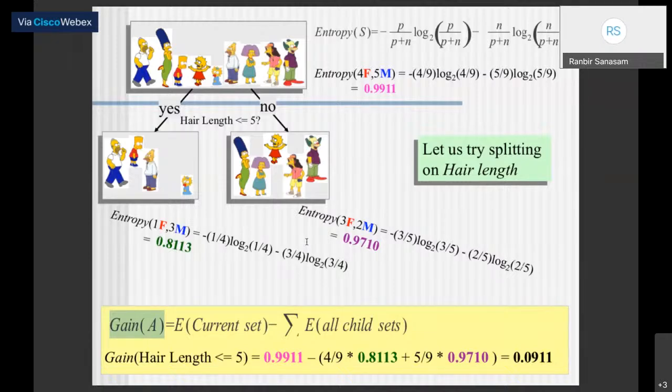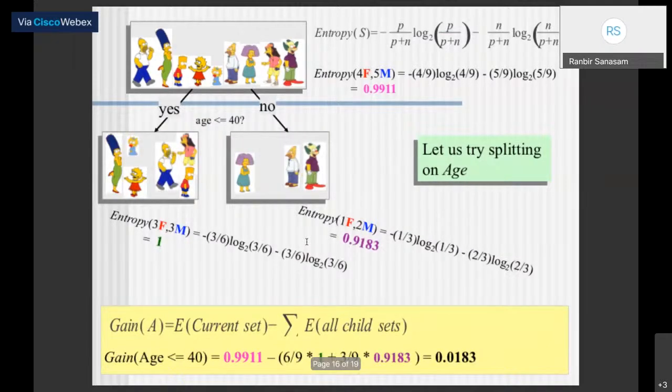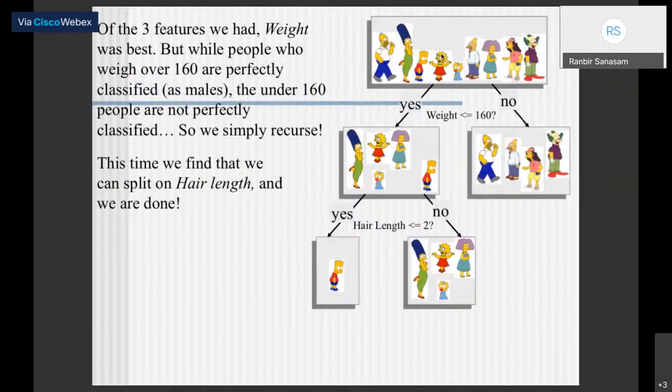At the end, I will come up with a tree. Once I get this tree, I can form the rules, something like: if the weight of the person is less than 160, and hair length is less than 2, he is a boy.